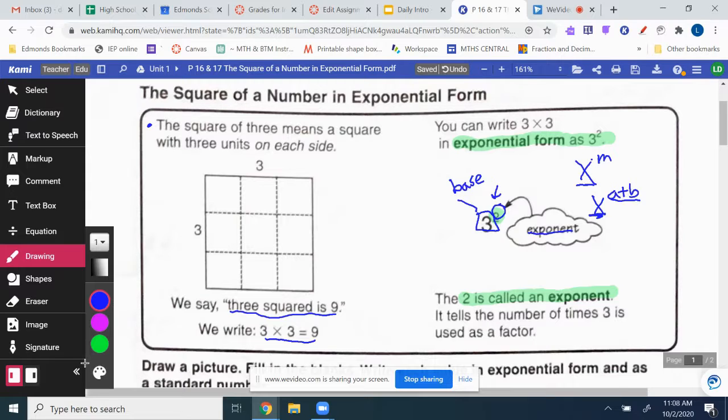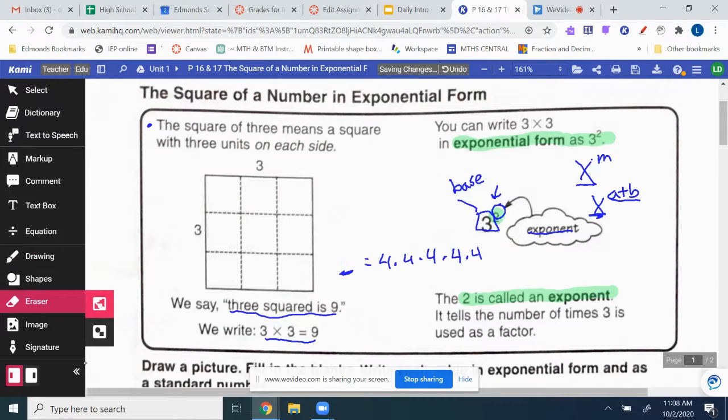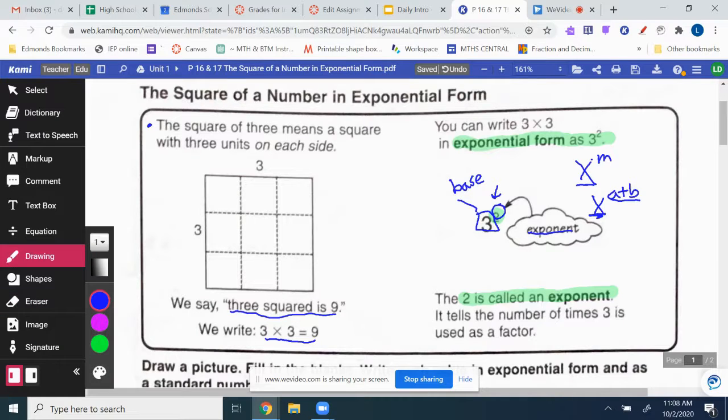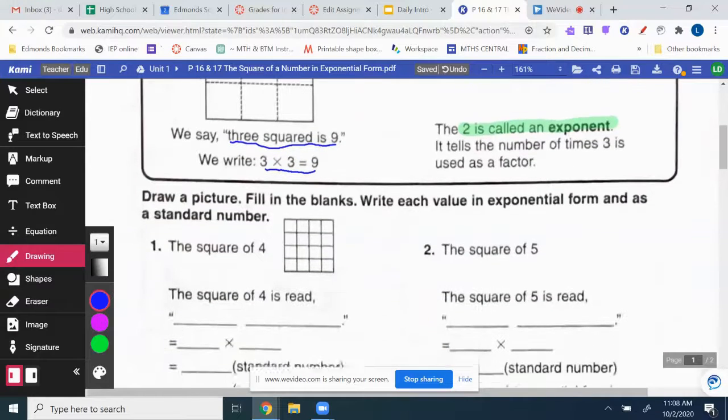But if I had 4 to the 5th power, that would mean 4 times 4 times 4 times 4 times 4. This tells us the number. This tells us how many times. But today, we're going to focus on just squared and cubed numbers. So when we have the exponent of 2, it is being squared.